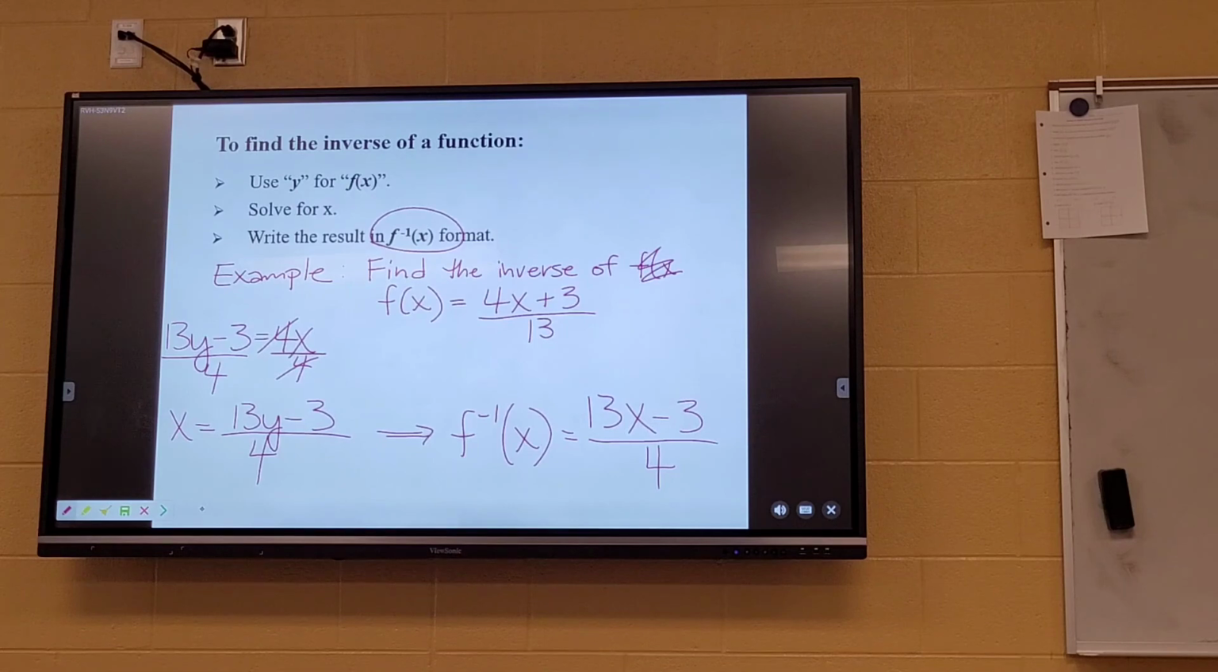And that's it. That's how to find the inverse of a function. And that's what we're doing for this test, which will be next week.